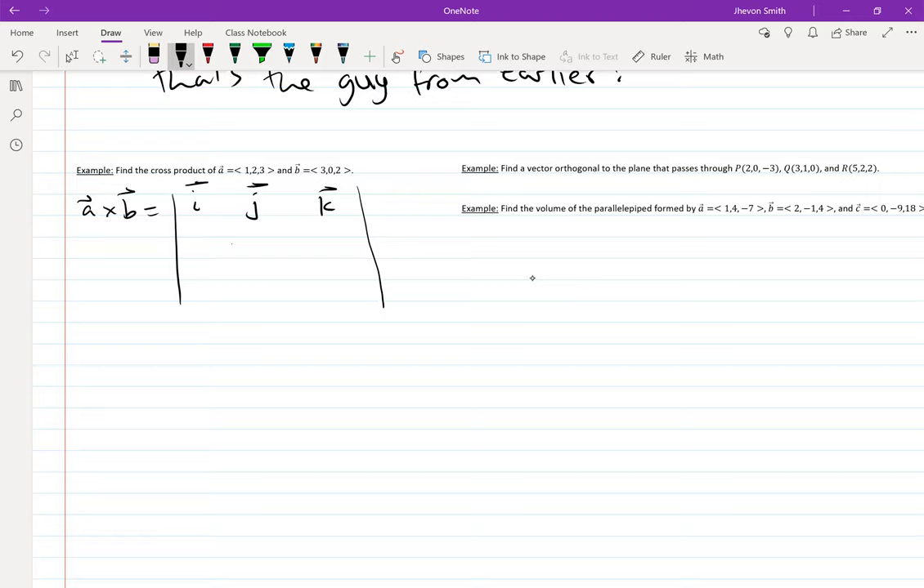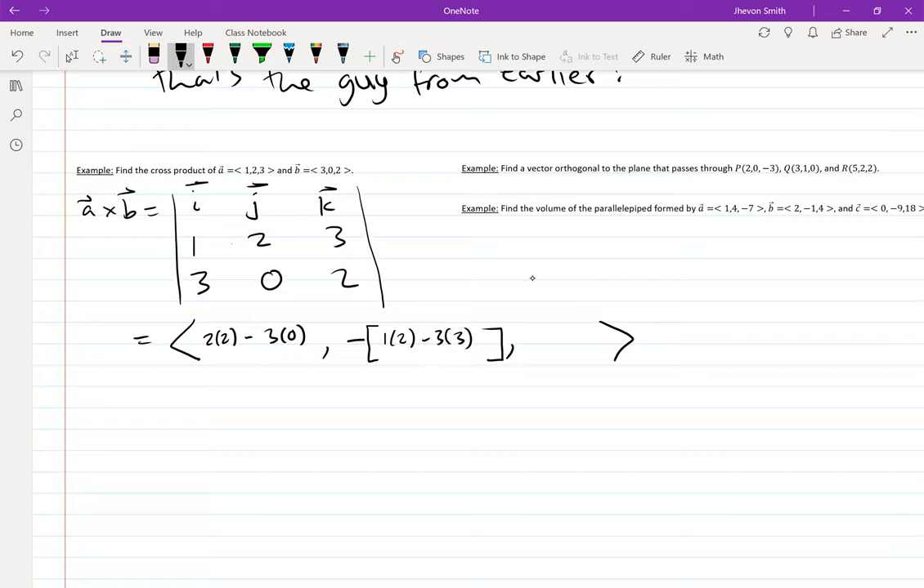All right, so you immediately set up i, j, k. The one on the left is who you list first. The A goes first, so that's 1, 2, 3. The B goes second, 3, 0, 2. Sometimes I like to immediately write it in this form. I just know I'm going to block out everyone in the same row and column as the i. So it's 2 times 2 minus 3 times 0. Then in the next column, I'm going to open a negative sign and block out everyone in the same row and column as the j. It's going to be 1 times 2 minus 3 times 3. Then for the k, block out everyone in its row and its column. It's going to be 1 times 0 minus 2 times 3.